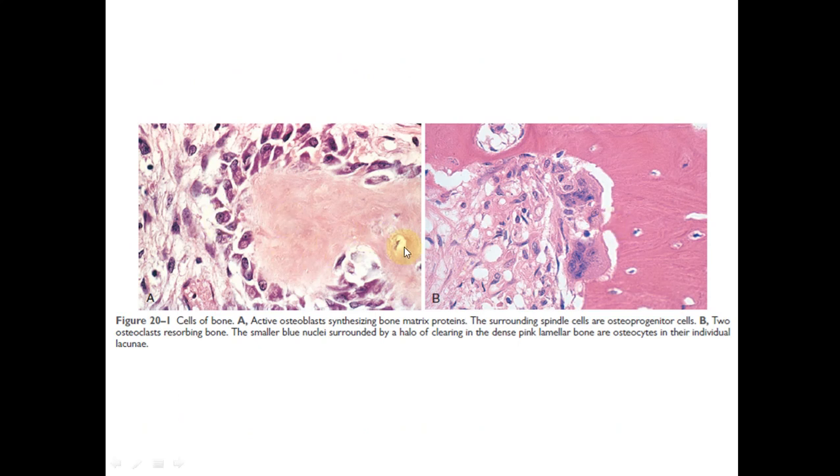This is the histological picture, and here we can see the osteoblast and the osteoid matrix, and here we can see the osteoclast and cortical or lamellar bone with the osteocytes that have got trapped in the lacunae.